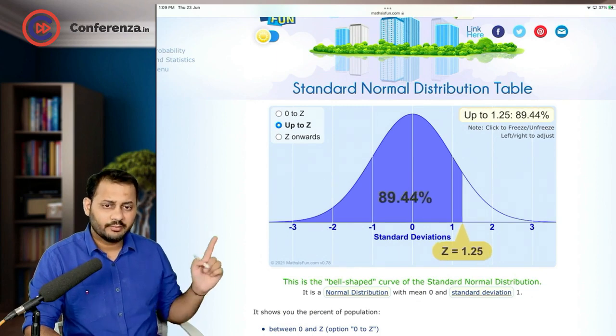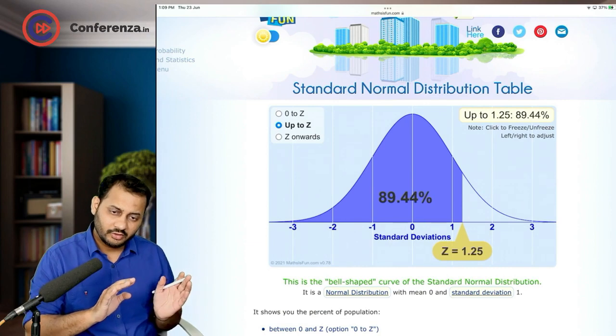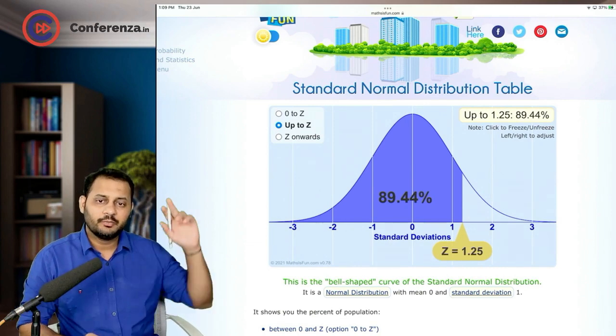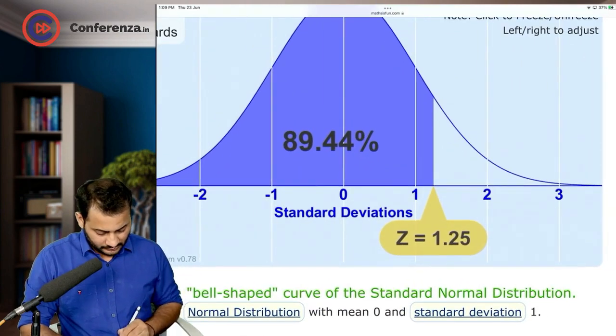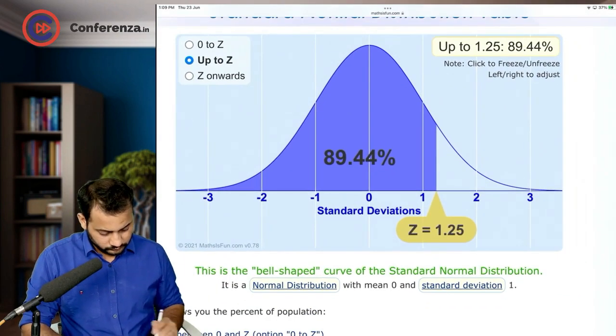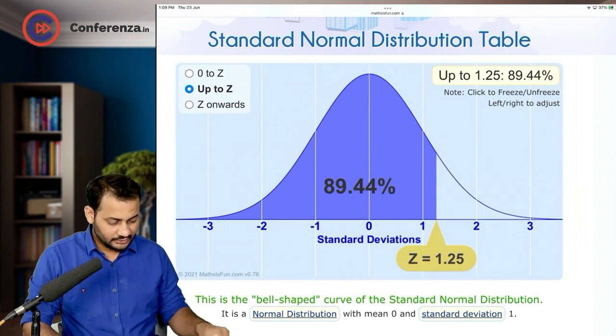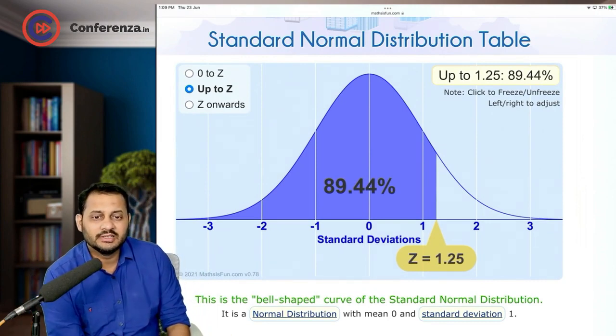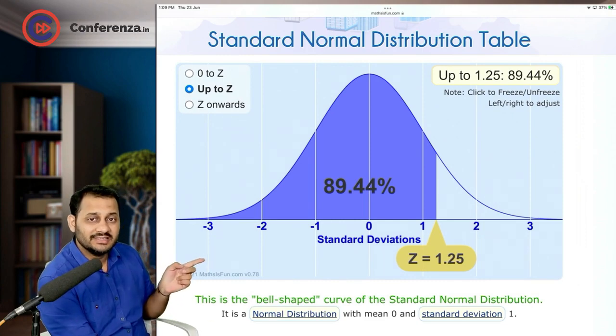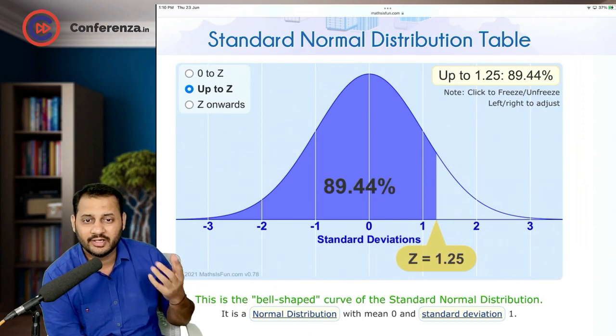See, 89.44% of the area on the left, up to Z onwards. So these are the three ways in which you can calculate the probabilities. Z means the figure that we want. Z means the Z score. That 1.25 is called the Z score that we want to find out.